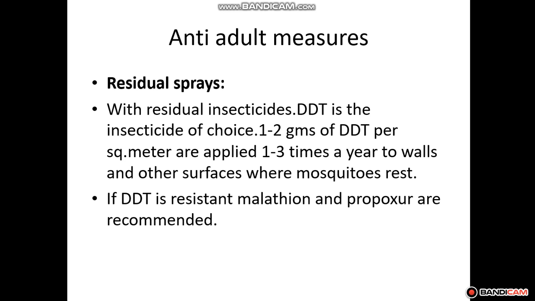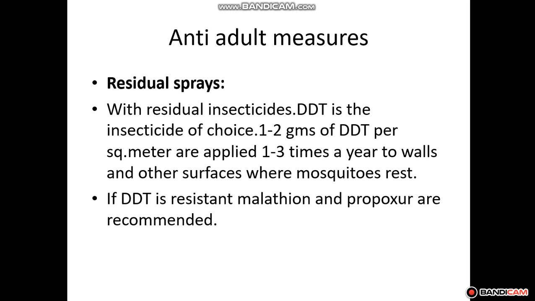Okay. Next, this is all about anti-larval measures. In that we have seen environmental measures, chemical control measures, and biological measures. And anti-adult measures, the first one is residual sprays. With residual insecticides, DDT is the insecticide of choice.